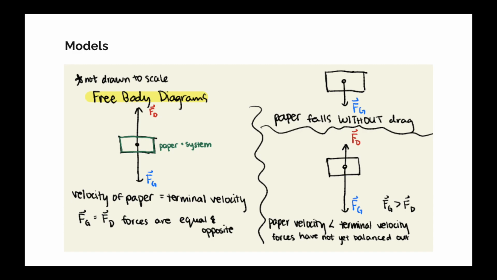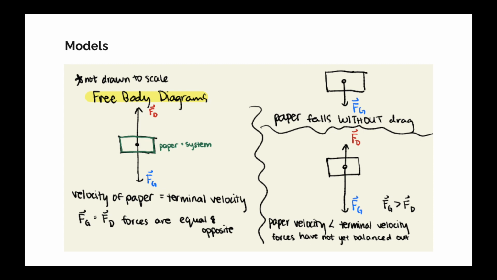Here are three relevant free body diagrams. The one in the top right without drag represents our first computational model. The bottom right accounts for drag force, but at a point where it is less than the gravitational force. Thus, the paper's velocity is less than that of the terminal velocity. We will experience this in our predicted model.